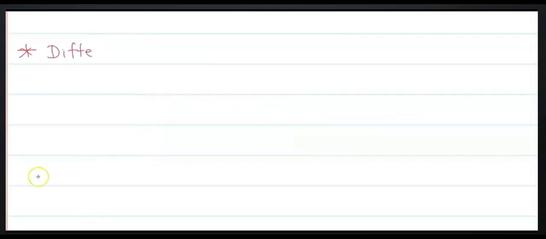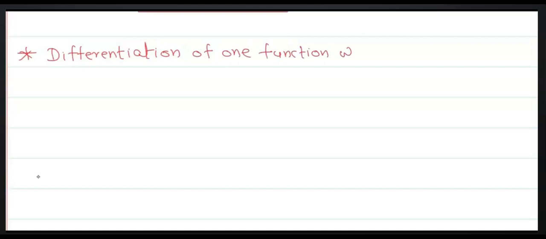Now the next. These are also very famous problems which are asked in the board exam. Differentiation of one function with respect to another.